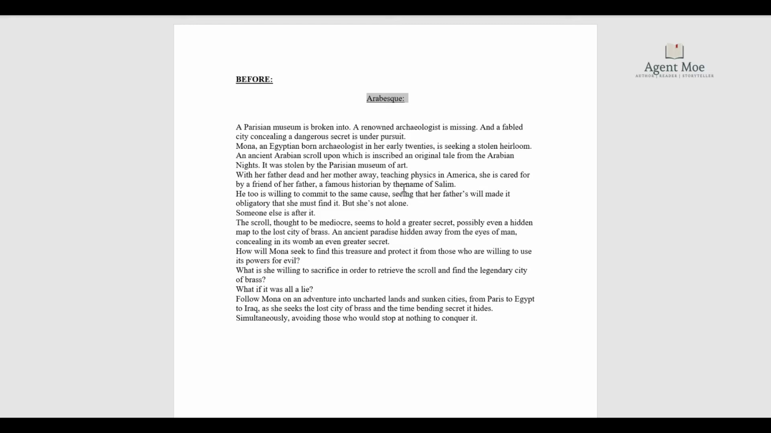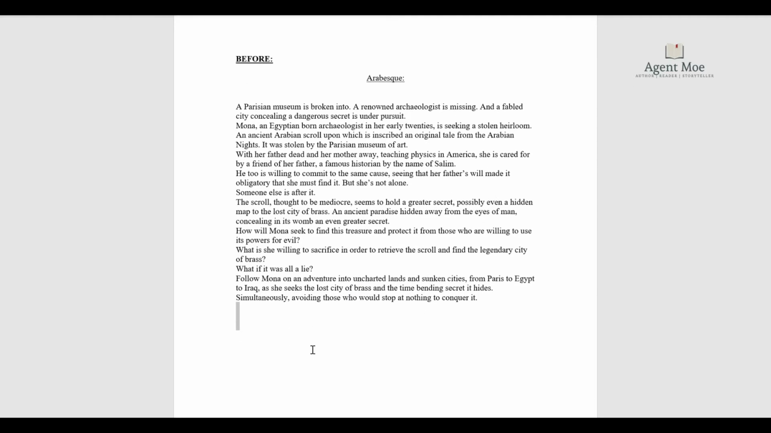It also does not include the bio. So a simple hook will not do. An agent needs to know who's writing this story, why they're writing this story, and why that story is good for them. So at the end, you need to include right here your bio and your credentials. So without further ado, let's look at the completed query letter, the corrected query letter.